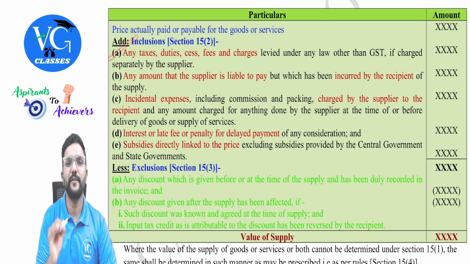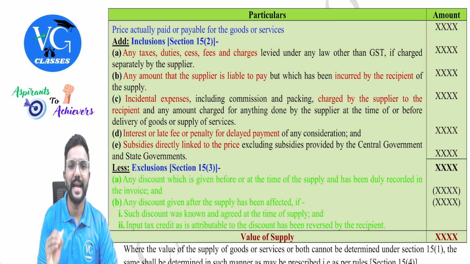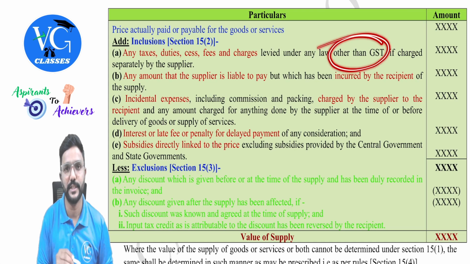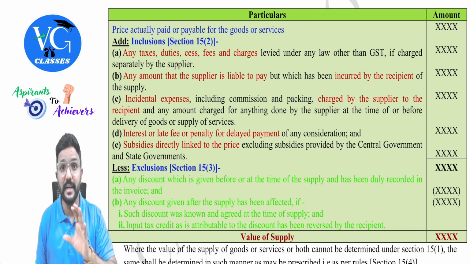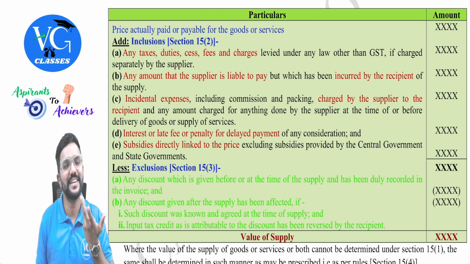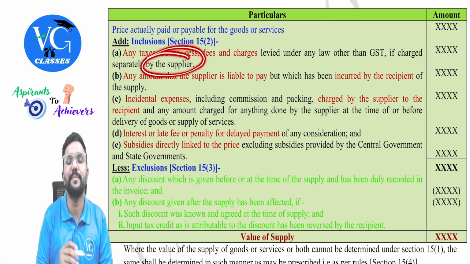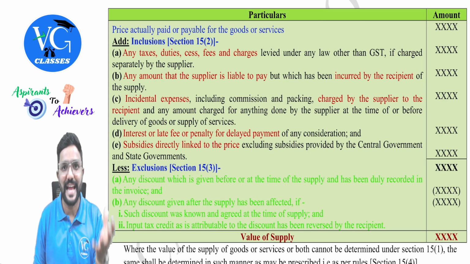One by one. First one, 15.2 clause A. Any taxes, duties, cess, fees and charges levied under any law other than GST. Any tax which is levied under any law but other than GST. So anything charged under GST should not be added. Why so? Simple. We are calculating the value of supply on which GST has to be charged. So even before calculating the value of supply, should we include the GST component? No. Any other tax, if charged separately by the supplier, means this is the tax which is paid under any law other than GST, which the supplier is charging to the recipient.